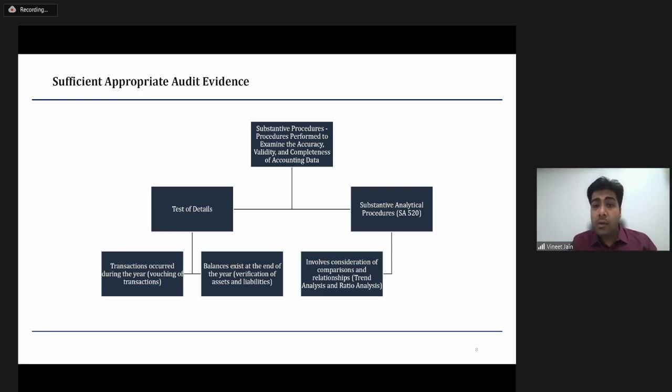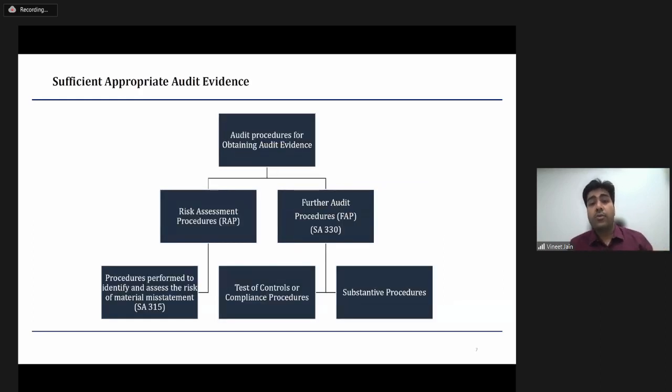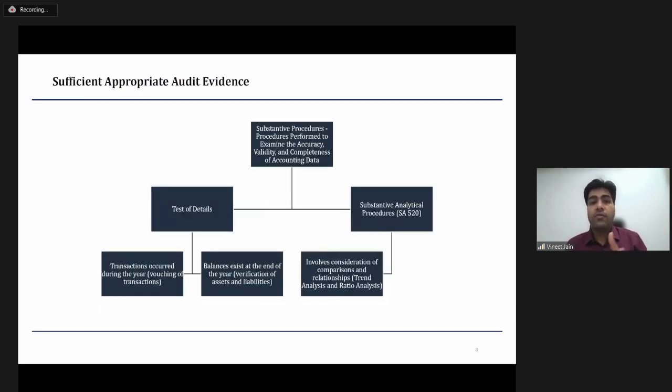So I'll just go back once again. I'll just show you that audit procedures were divided into risk assessment procedures and further audit procedures. Risk assessment procedures are procedures performed to identify and assess the risk of material misstatement, whereas further audit procedures are of two types: test of controls and substantive procedures. So right now, in this second slide, we're talking about substantive procedures. Substantive procedures are further divided into test of details and substantive analytical procedures.